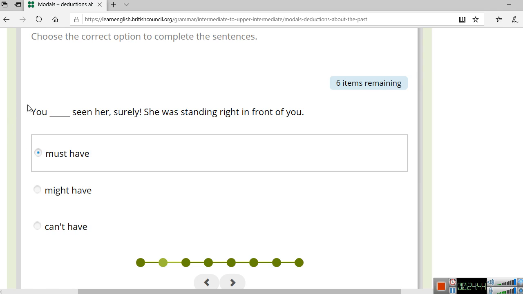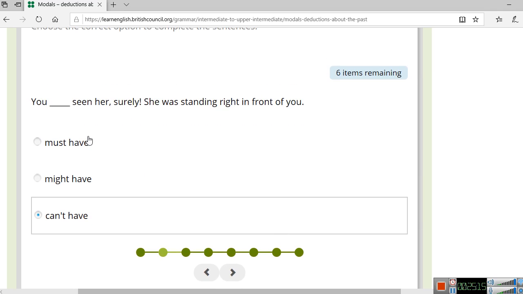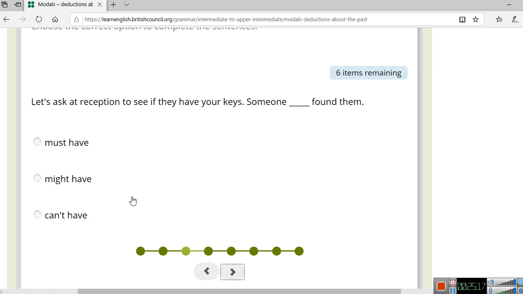Okay, very well. So thank you for that. Yeah, in this case, I have she was standing right in front of you. I'm using logic, so I have factual information, a fact, and I also have a very good clue, and it's surely. That's telling me the speaker is sure about what's going on, about his idea or her idea. So she uses, you must have seen her, surely, she was standing right in front of you. Even sounds good to that. Must have. Okay, let's continue.